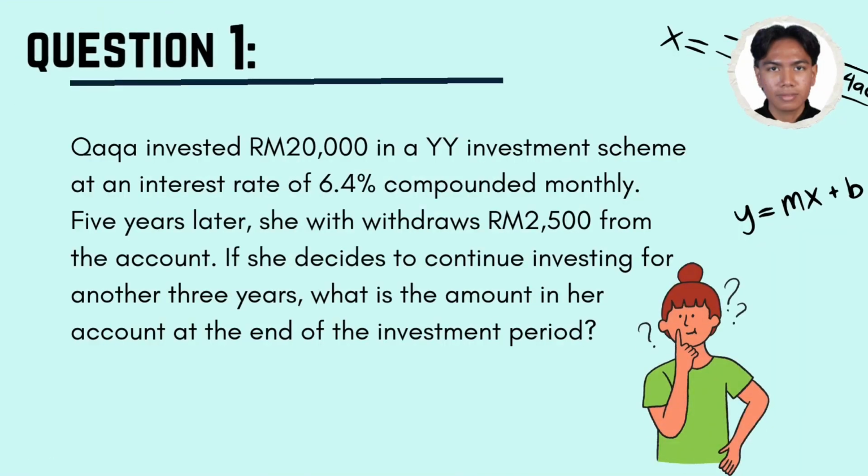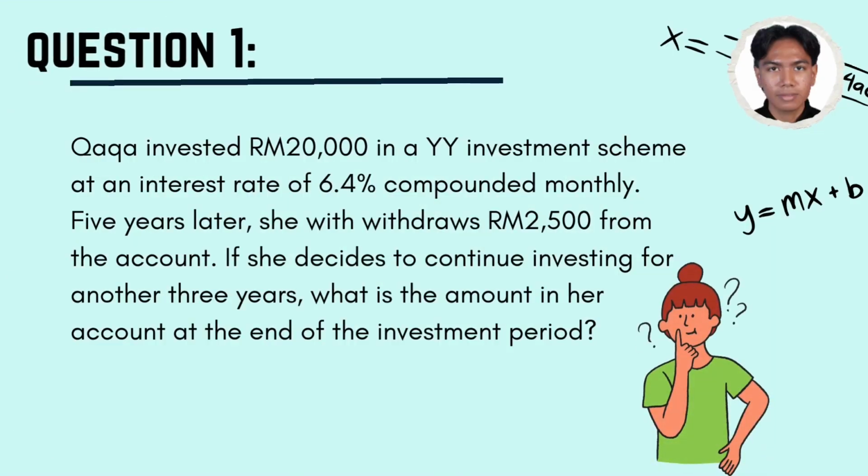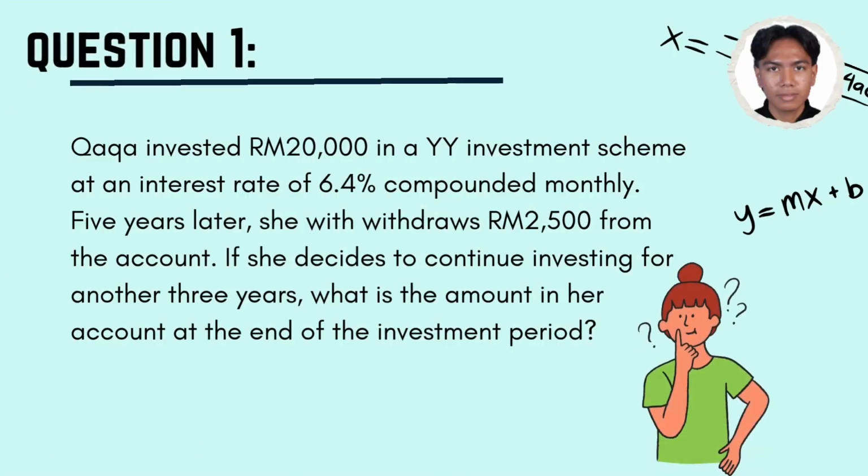Kakak invested RM20,000 in a YY investment scheme at an interest rate of 6.4% compounded monthly. 5 years later, she will withdraw RM2,500 from the account. If she decides to continue investing for another 3 years, what is the amount in her account at the end of the investment period?